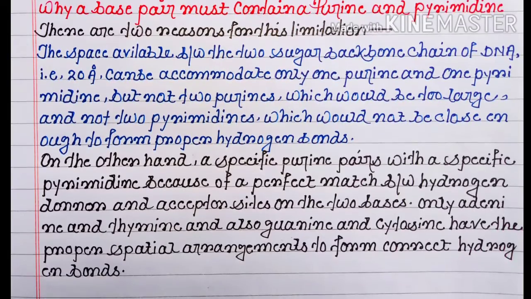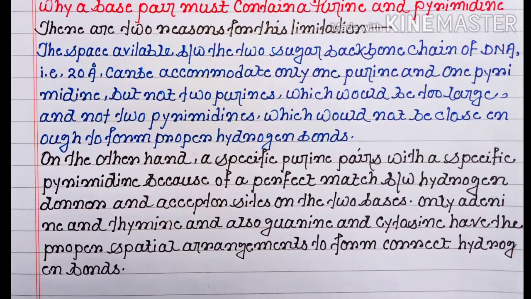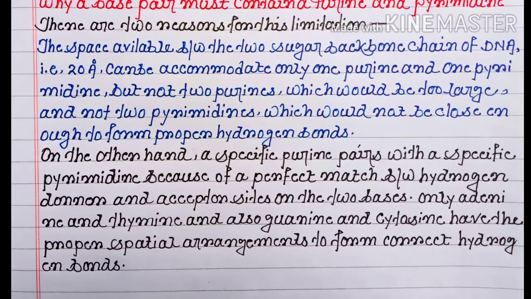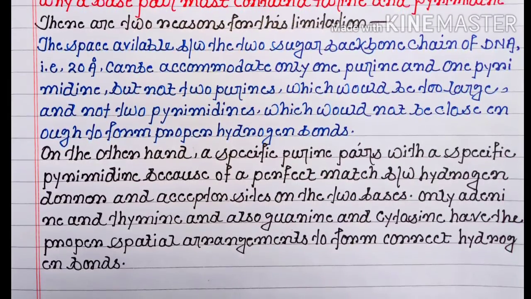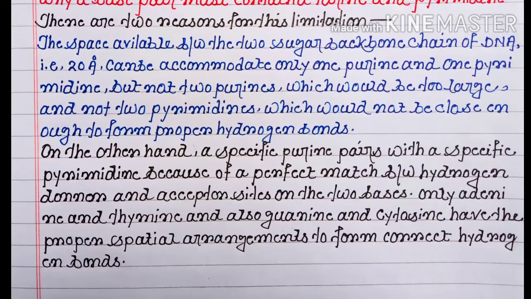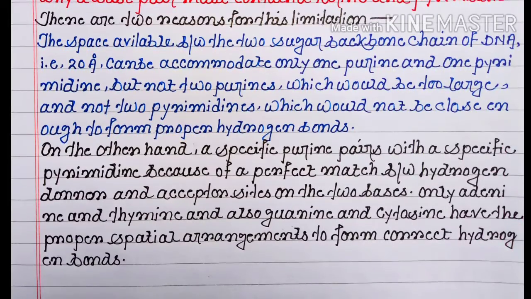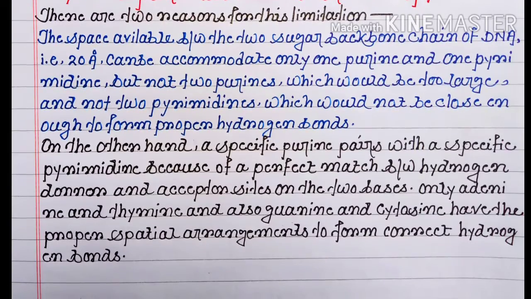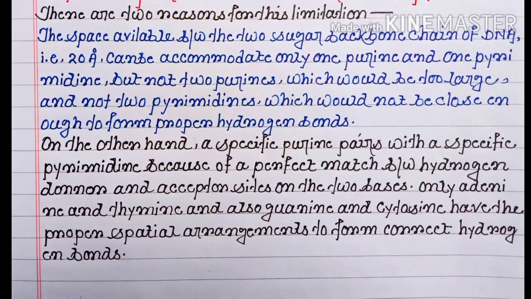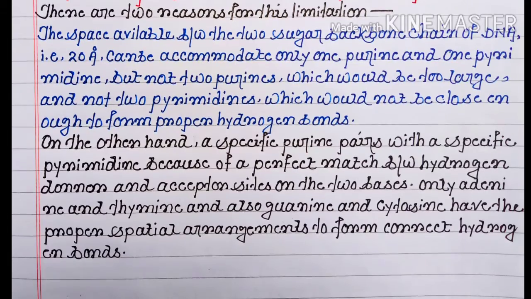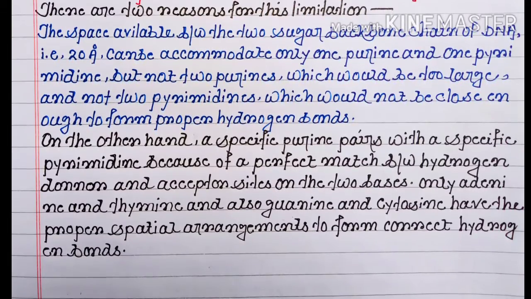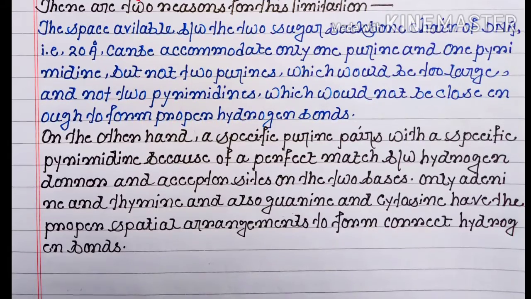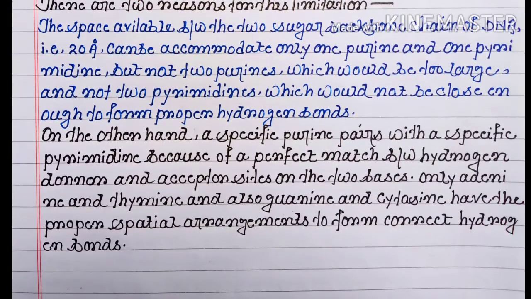On the other hand, a specific purine pairs with a specific pyrimidine because of a perfect match between hydrogen donor and acceptor sites on the two bases. Only adenine and thymine, and also guanine and cytosine, have the proper spatial arrangement to form correct hydrogen bonds.